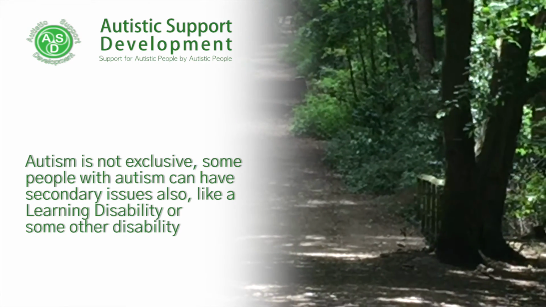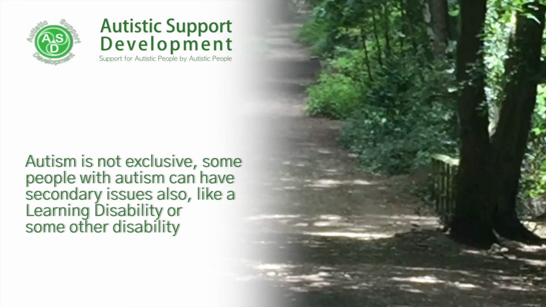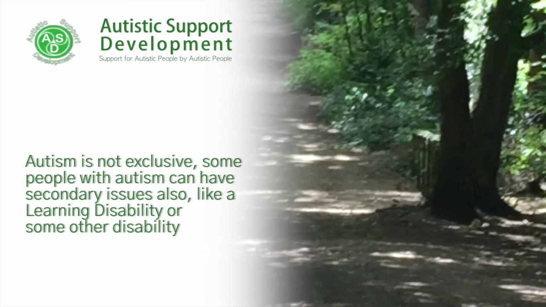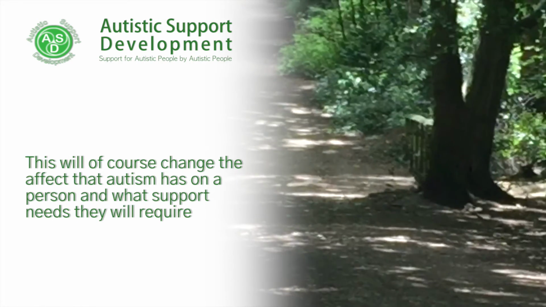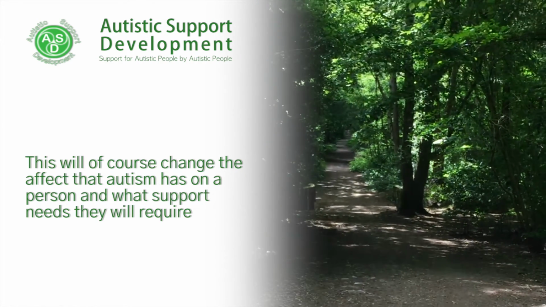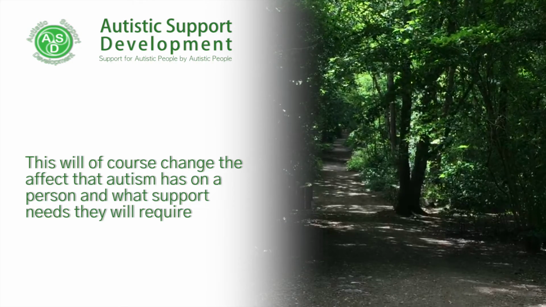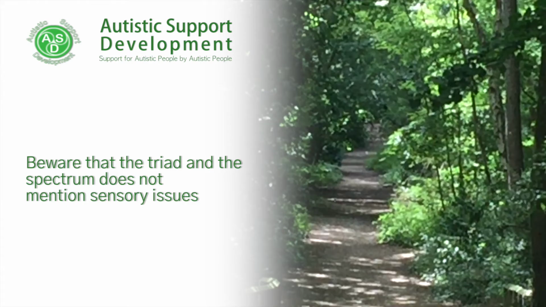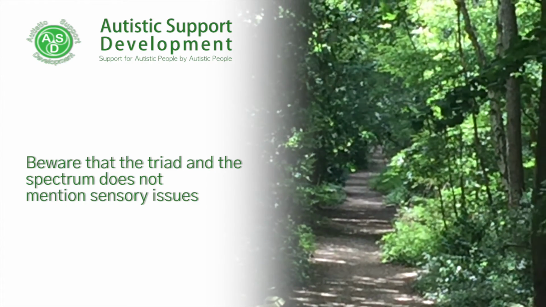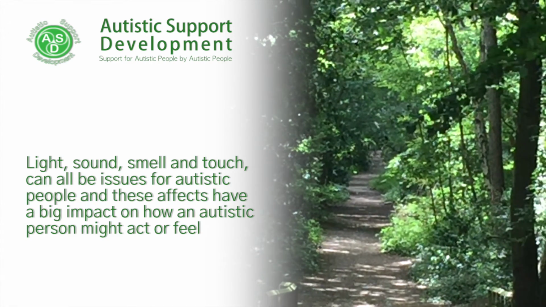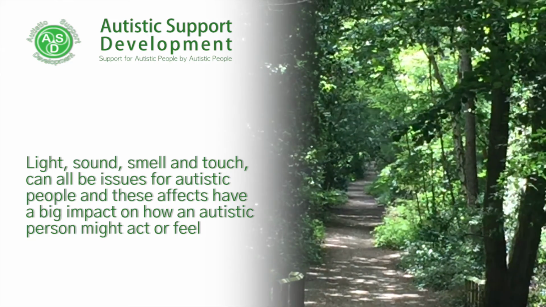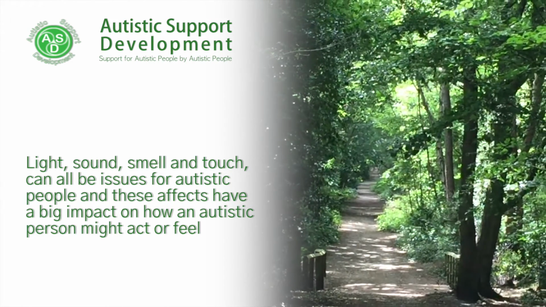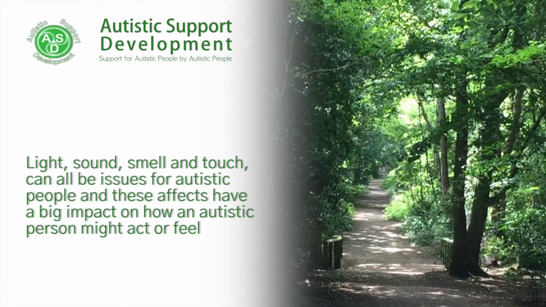Autism is not exclusive. Some people with autism can have secondary issues also, like a learning disability or some other disability. This will of course change the effect that autism has on a person and what support needs they will require. Be aware that the triad and the spectrum does not mention sensory issues. Light, sound, smell and touch can all be issues for autistic people, and these effects have a big impact on how an autistic person might act or feel.